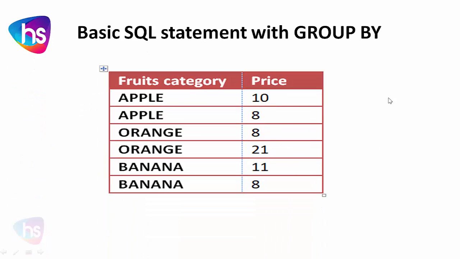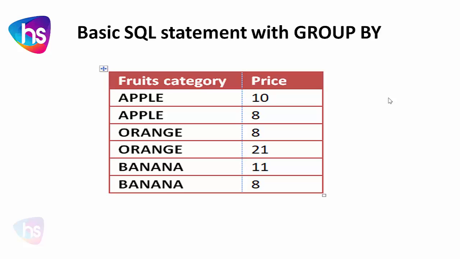See the statement like an Excel spreadsheet I have prepared here, with a fruits category column and a price column. Two columns are here, and apple is priced at 10 rupees on demand. Apple again is at 8 rupees. Similarly, two records are available for orange, and banana also has two records.